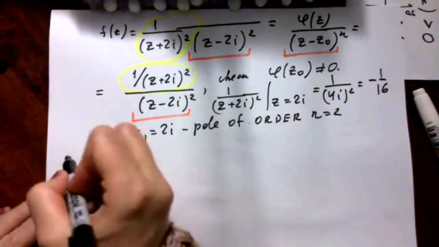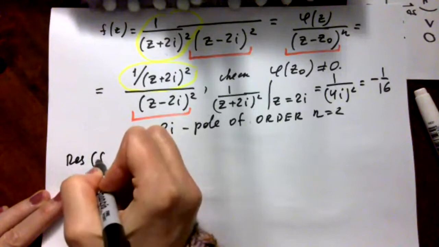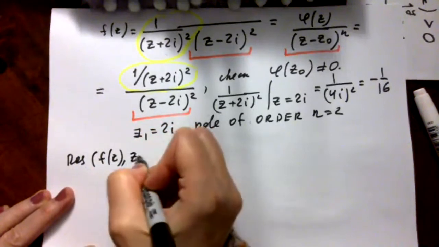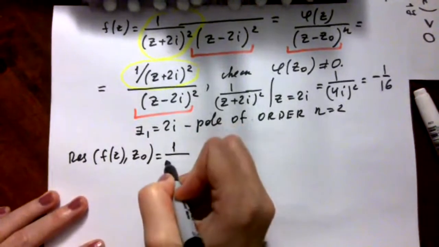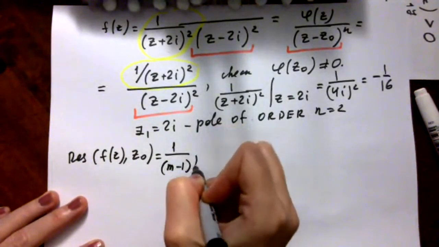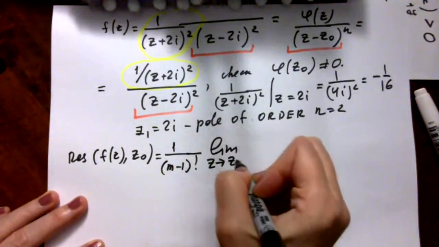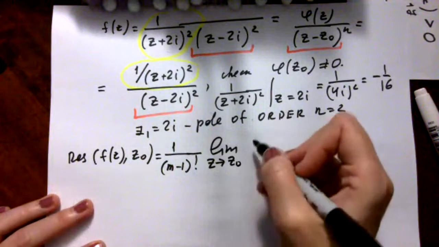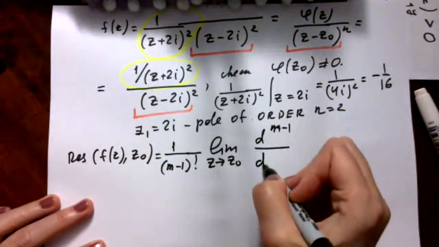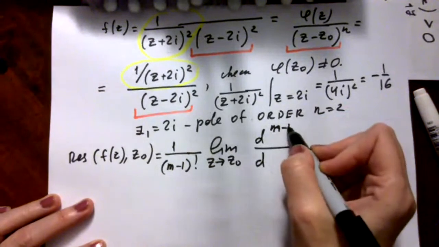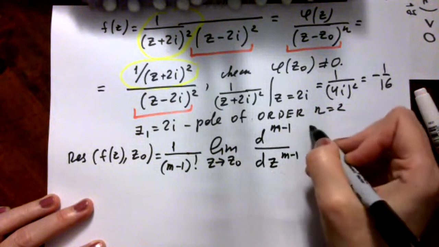But what about the residue? Let's recall the formula for residue. The residue of f of z at pole z0 is given by this formula: 1 divided by, do you remember m? We used letter m. Limit when z tends to z0, where z0 is our pole of order m. Then we need to calculate the derivative of order m minus 1, d to the power of m minus 1 over dz to the power of m minus 1.